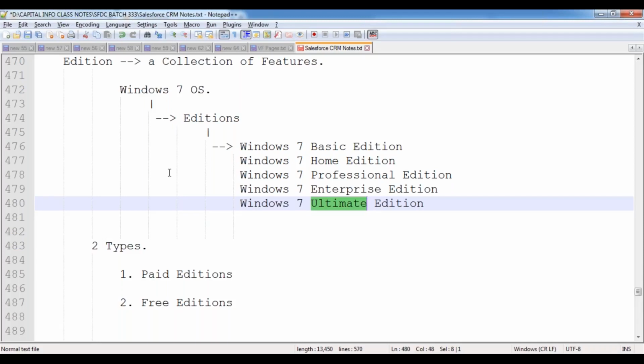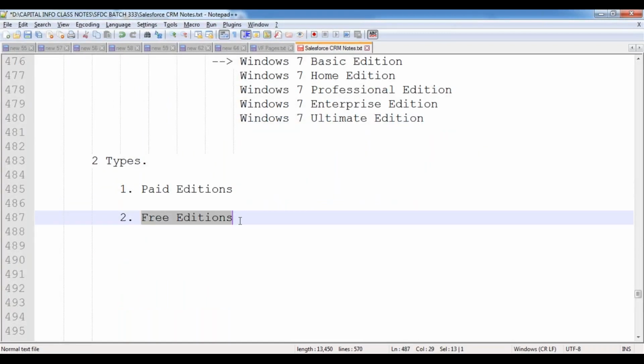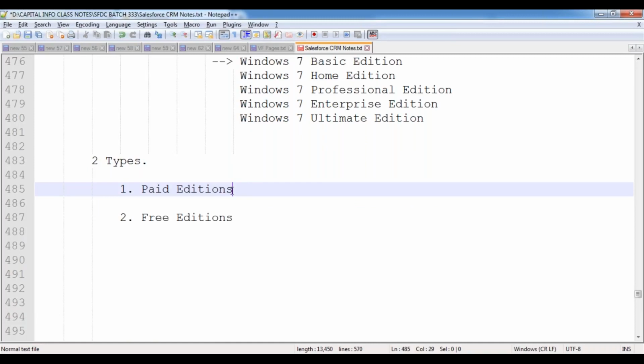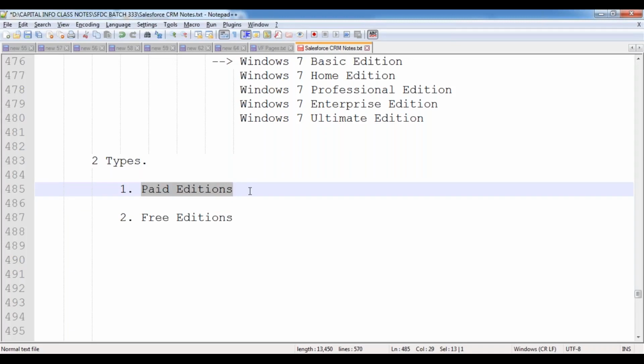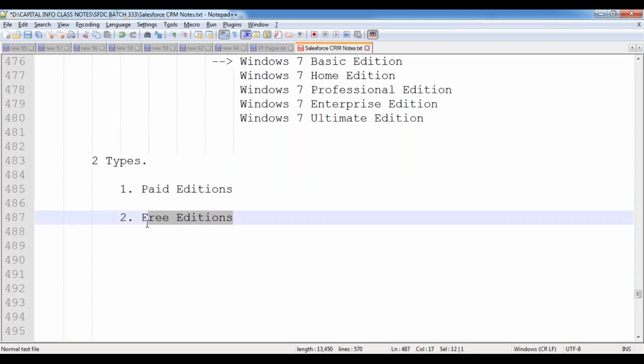As part of Salesforce, two types of editions are available. First, paid editions, and second, free editions. Paid editions mean that to use the edition's features, we have to pay some amount to Salesforce on a monthly rental basis. If it is a free edition, you can take the software free of cost. We need not pay any amount to Salesforce.